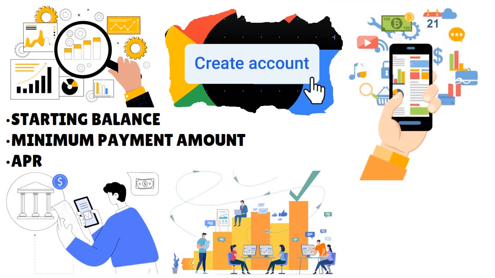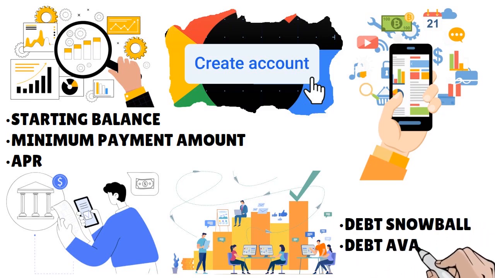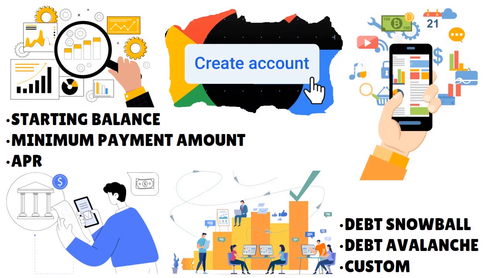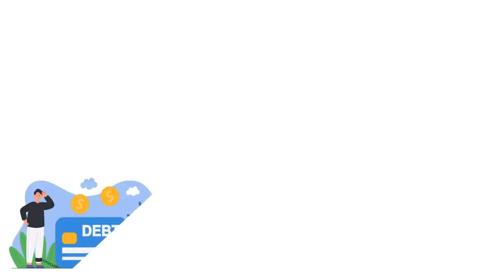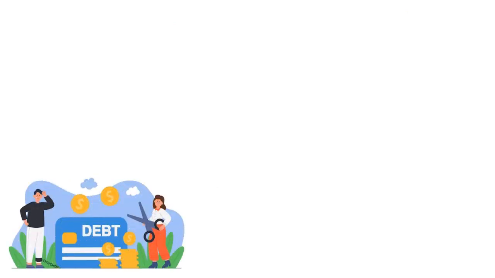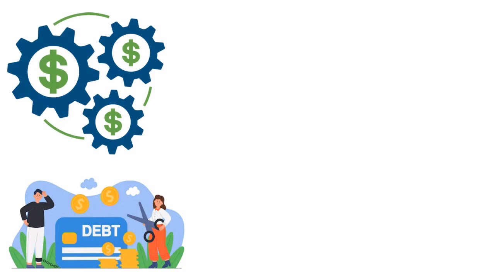It allows you to choose between three methods of debt reduction: the debt snowball, the debt avalanche, or custom, which allows you to organize your debt in a custom order of your choosing. So you have flexibility there. That's really cool.